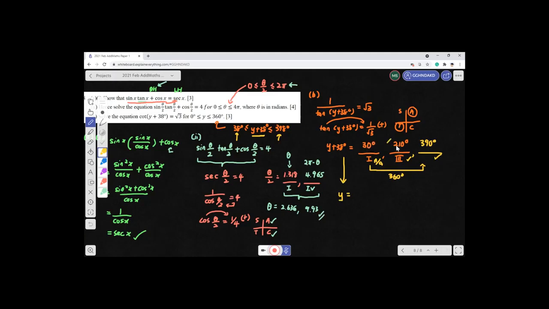Now to find y, only then I minus. You start from here: 210 minus 38, so you get 172°. And 390 minus 38, you get 352°. That's why I say we need to find this domain, because you need to know when you get the answer here, which one should you reject, which one is out of the range.